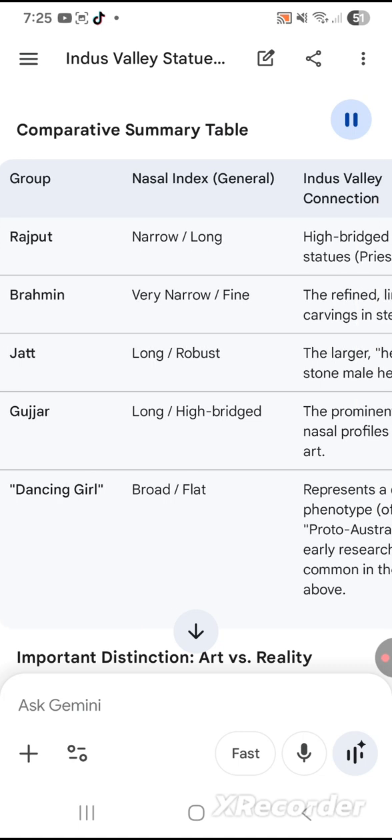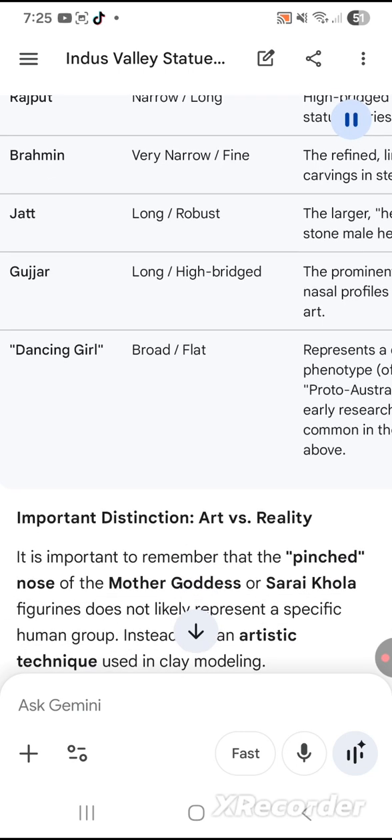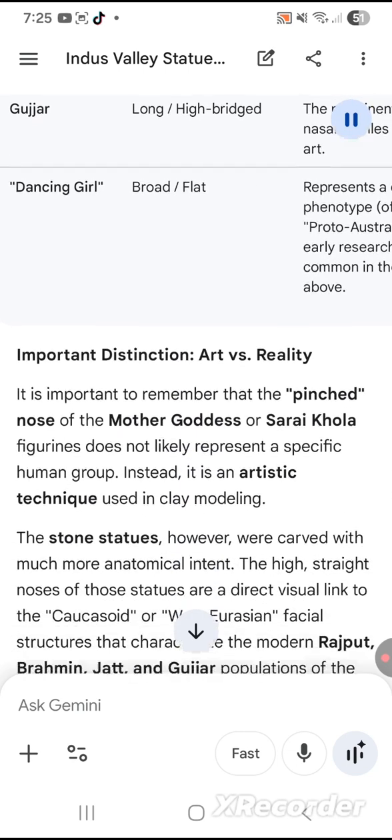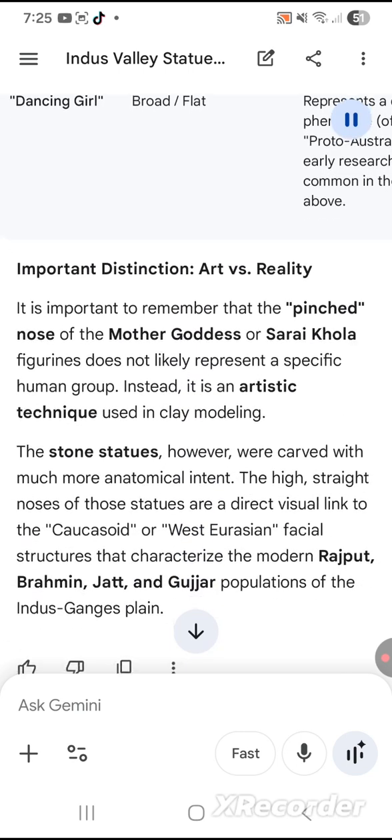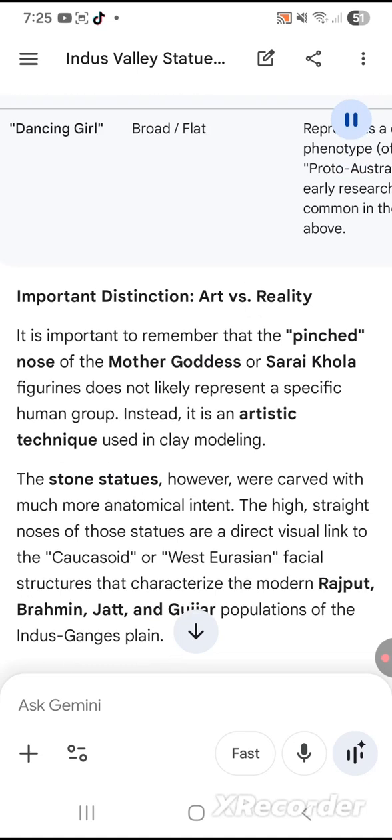Important distinction: art versus reality. It is important to remember that the pinched nose of the mother goddess or Sarai Kola figurines does not likely represent a specific human group. Instead, it is an artistic technique used in clay modeling. The stone statues, however, were carved with much more anatomical intent.